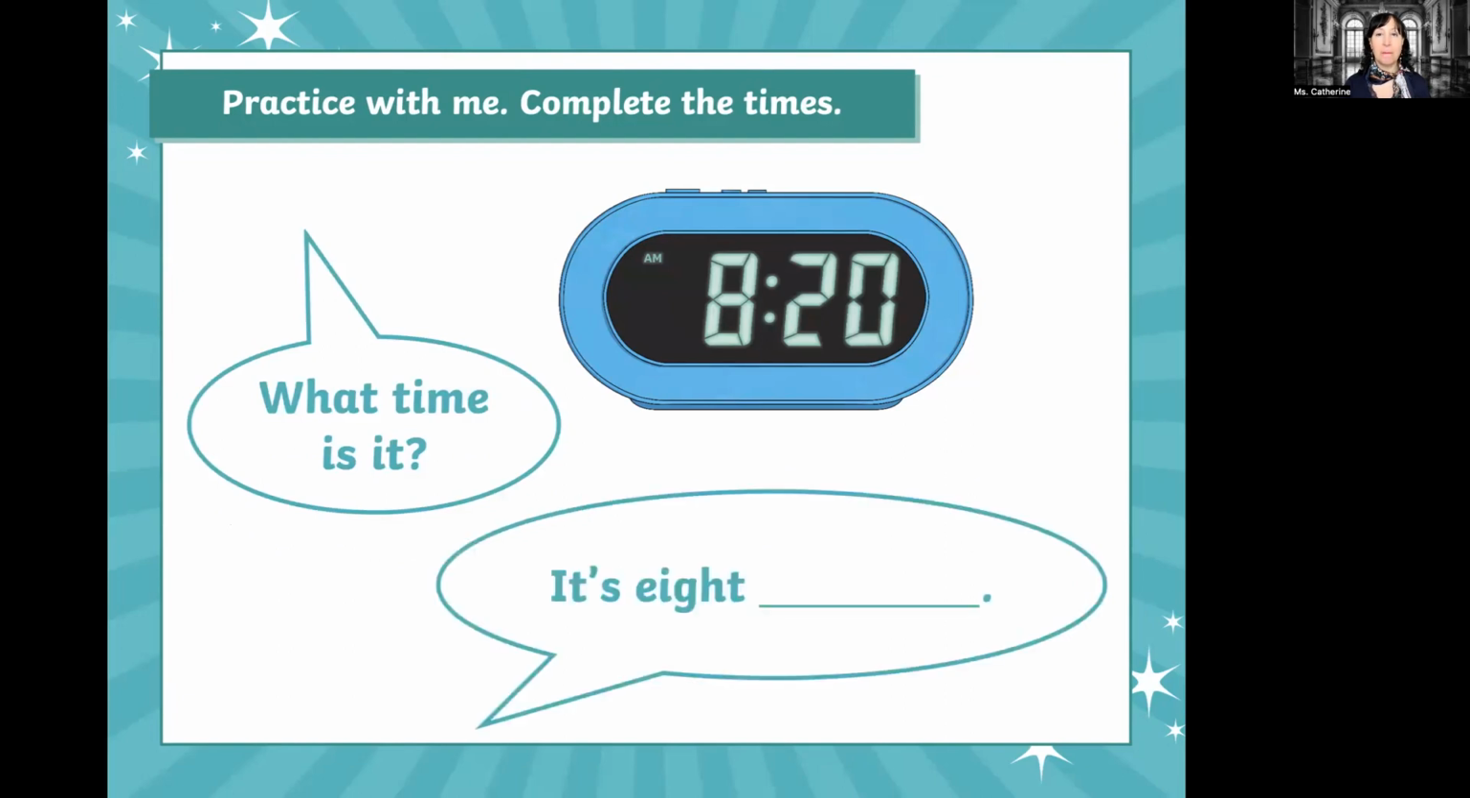It's 8 blank. It's 8:20. It's 8:20. What is another way we can say this? It's 8:20. Did you catch that? It's 8:20. Good job.